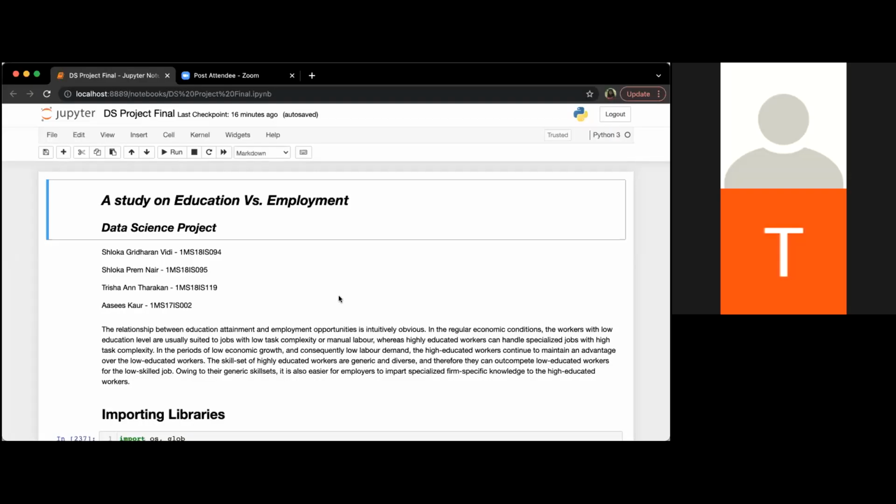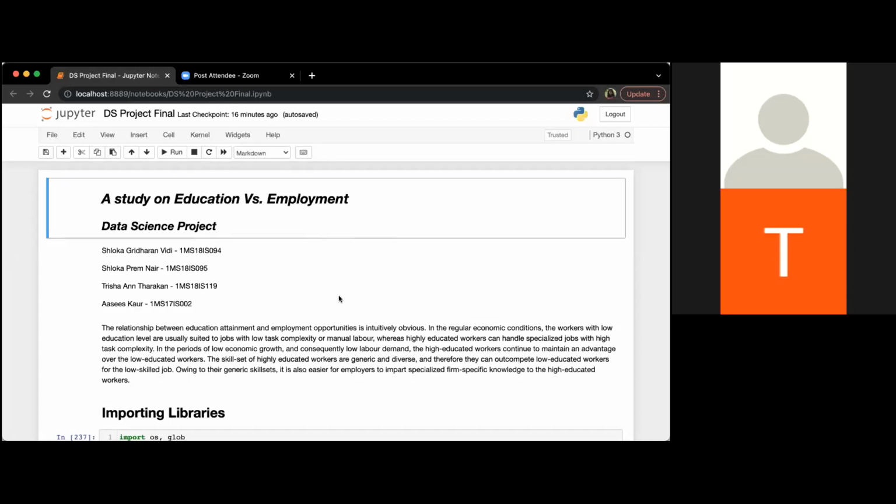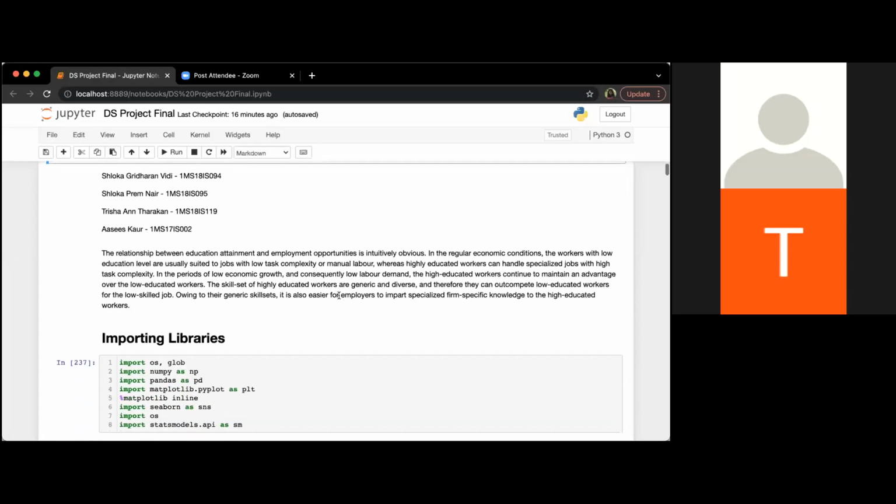The following study is based on a data science project for finding the relationship between education and employment. All the data sets you will find here are from Indian government websites such as AISHE and CMIE.